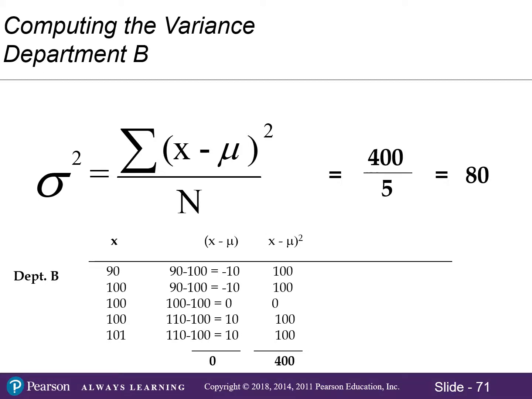We're going to do the same thing for Department B. So you take all of your x's, the 90, 100, 101. This has a typo in it. This should be 110, 110, and 90, 90.